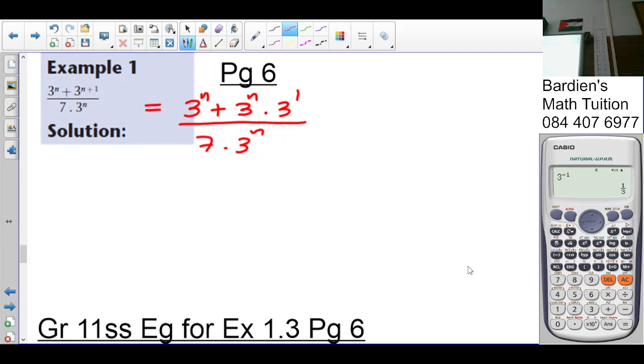We look for a common factor. And what is common in the numerator? 3 to the exponent n. What are we left with? 3. You all agree with that?